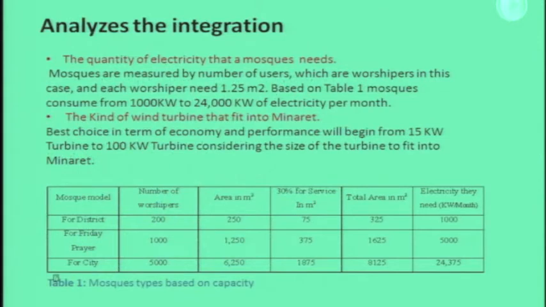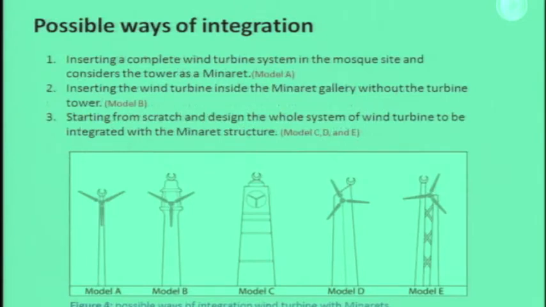Now we will analyze the integration. We have to understand the quantity of electricity that a mosque needs. It's from 10 kilowatt, 1,000 kilowatt to 24,000 kilowatt, and the kind of wind turbine that fits inside the minaret. Now we go to the possible ways of integration.